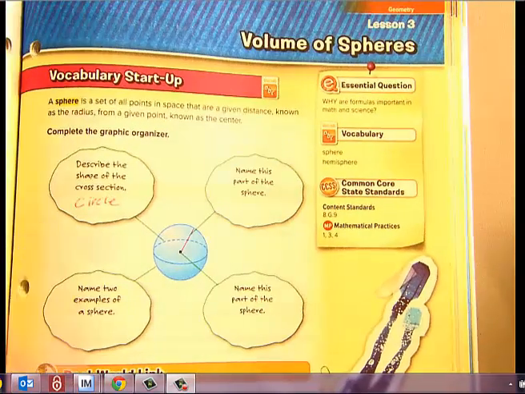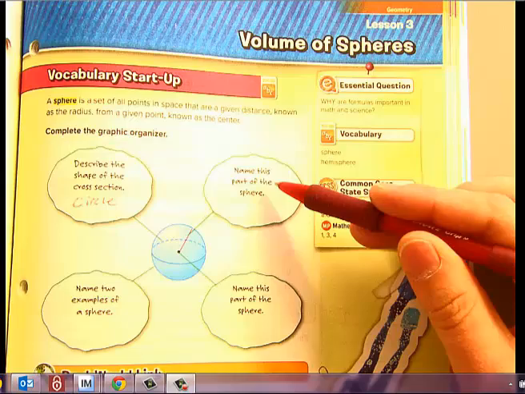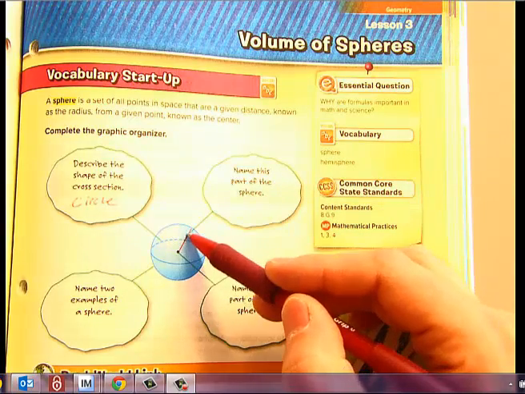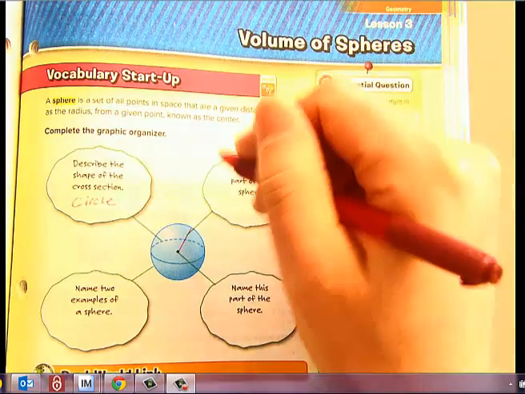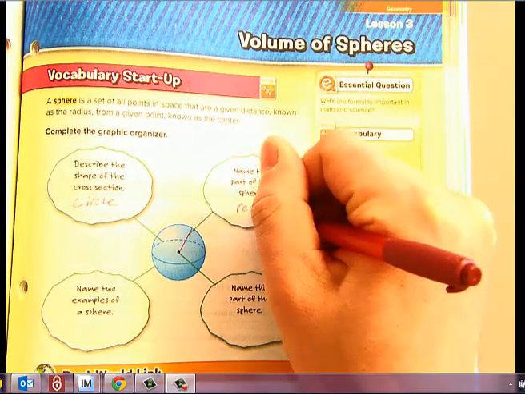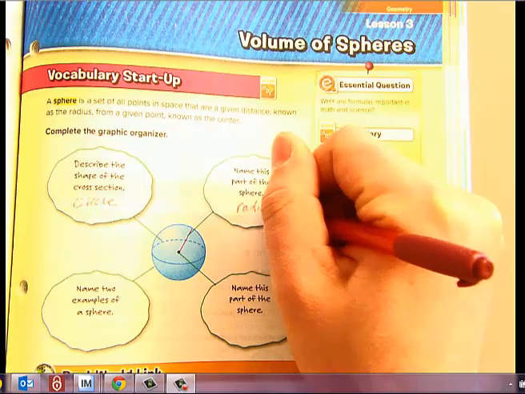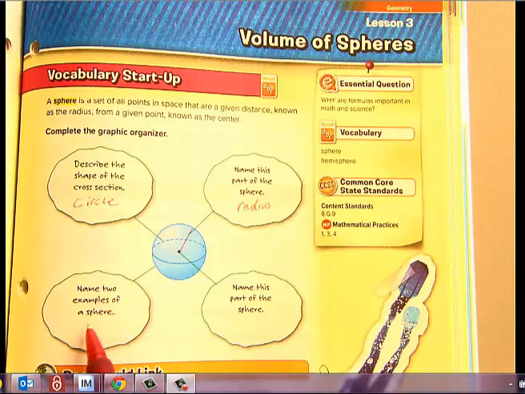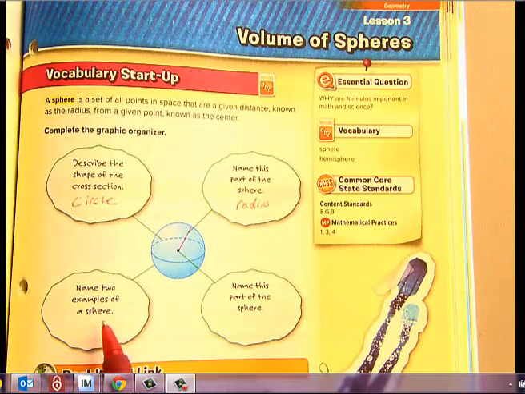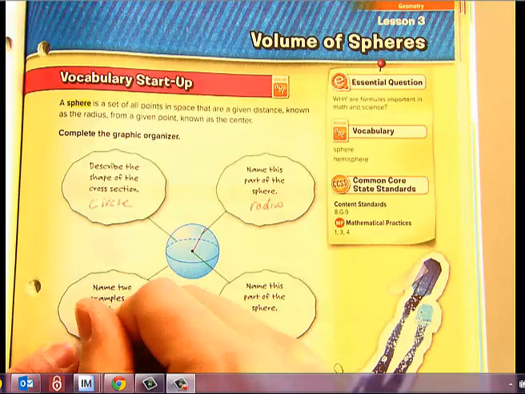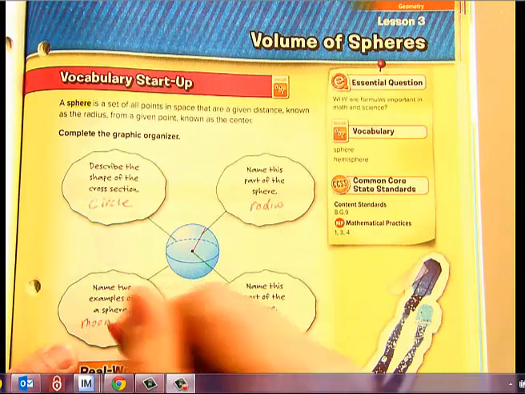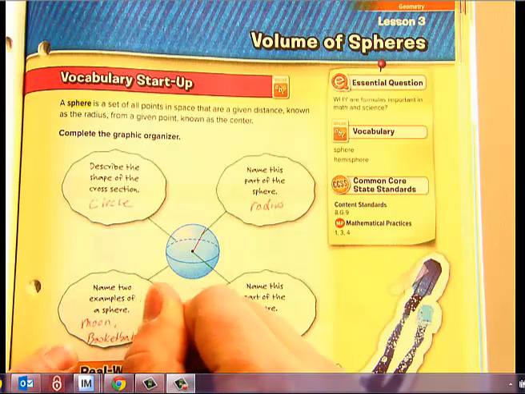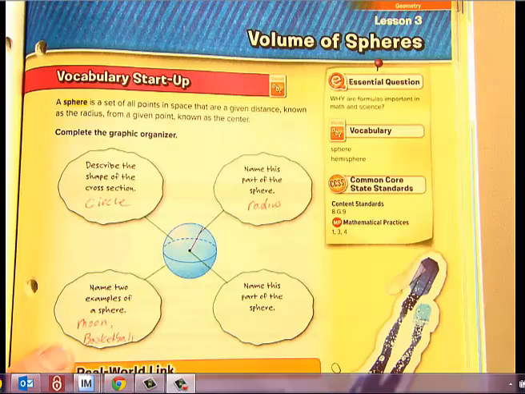Okay? And then it says, name this part of the sphere. So what is this part of the sphere right here? In red, that's the radius. Okay? It says, name 2 examples of a sphere. Well, like the moon is a sphere, so is a basketball. Okay, so basically just when you think of a round object, that's a sphere.